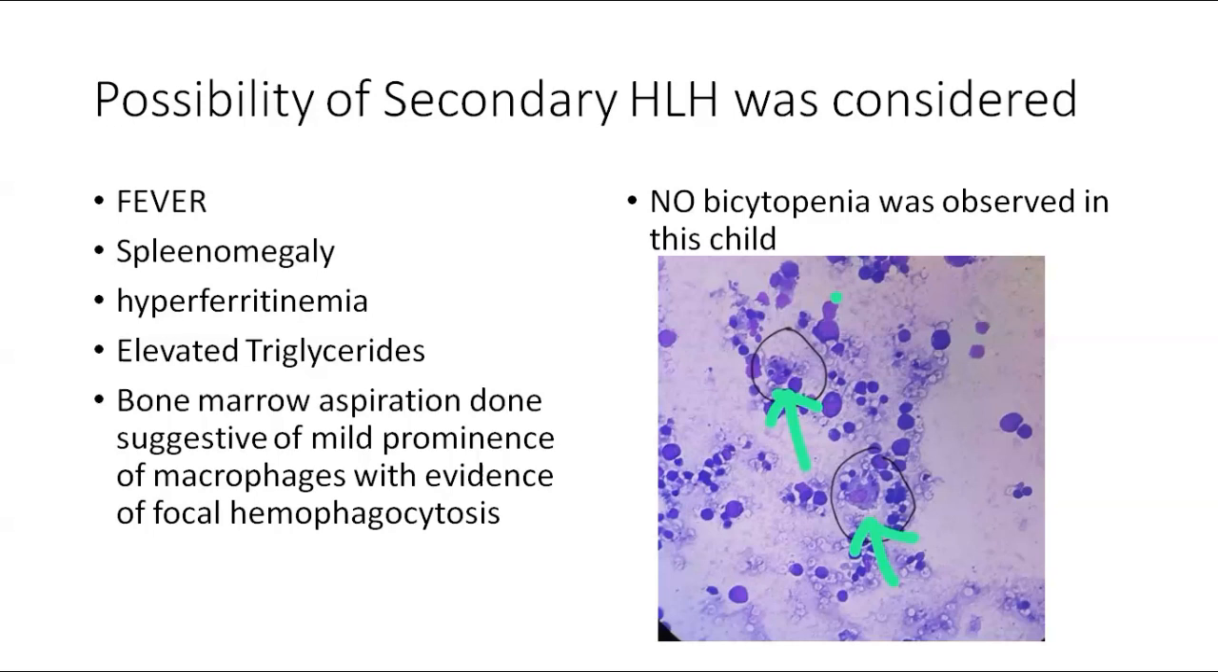This child has UTI sepsis, so we considered secondary HLH as a possibility. On serial examinations, initially there was no splenomegaly, even on ultrasound abdomen. After a few days of admission, we noticed that the child had splenomegaly. So with fever and splenomegaly, even if there is no bicytopenia, we consider HLH as a possibility. When we sent other investigations, the child fit into HLH.